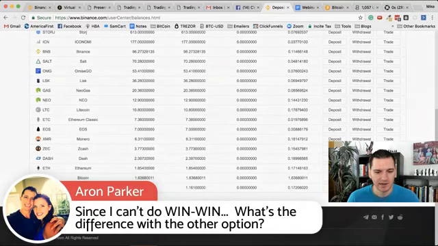On an active bot, can I increase the BTC while it's trading?